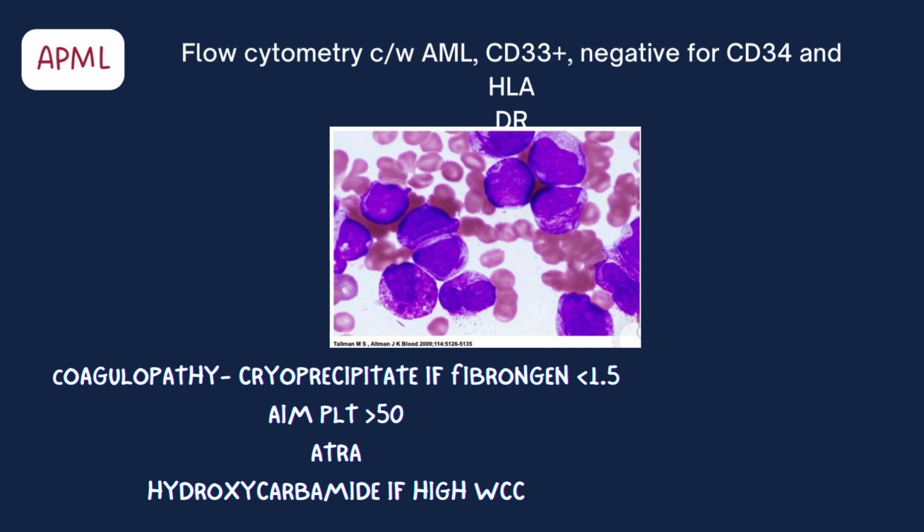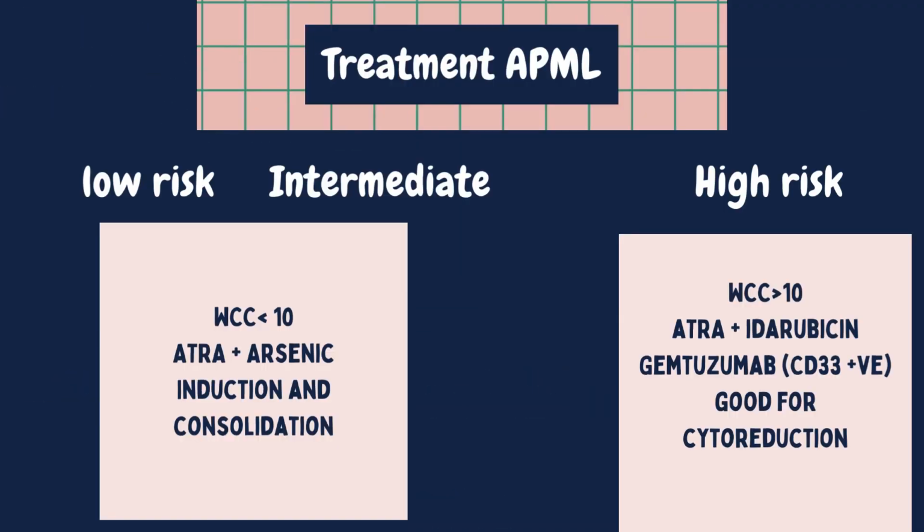Starting ATRA immediately will start the differentiation process of the hematological cells. There is, however, an early mortality rate due to hemorrhage from coagulopathy. The Sanz criteria is used to determine whether a patient is high risk or low risk. Low risk patients with white cells of less than 10 and platelets of more than 40 can have ATRA and arsenic. But treatment with high risk disease involves white cells of more than 10. You could think of using induction with ATRA and idarubicin.